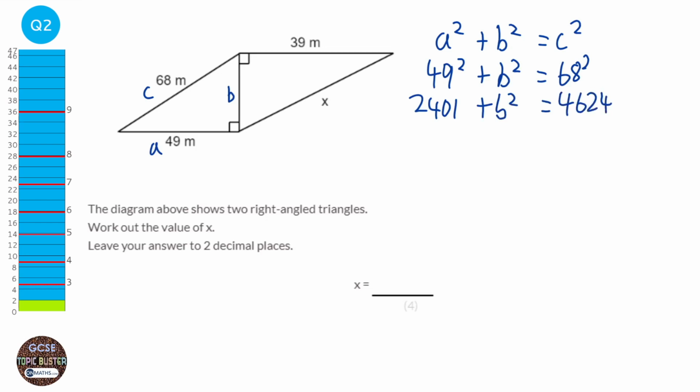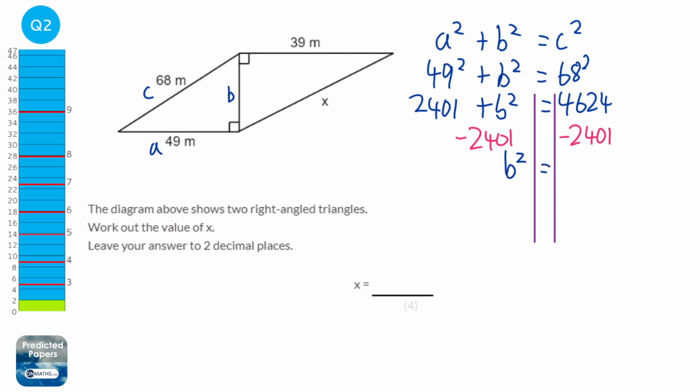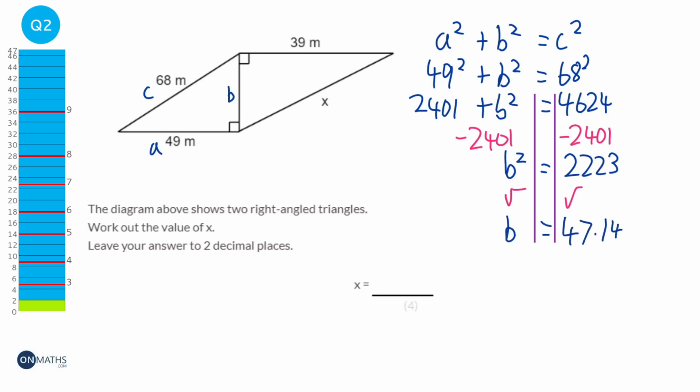4624. So we are solving here, so let's get our lines down, and we're going to start by subtracting the 2401 from both sides. So we've got b squared equals 2223. Then we're going to square root both sides, and we've got b equal to 47.148, blah blah blah.